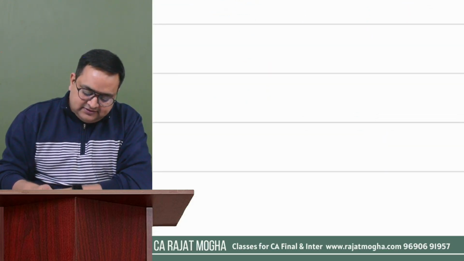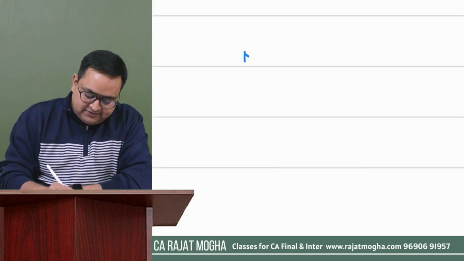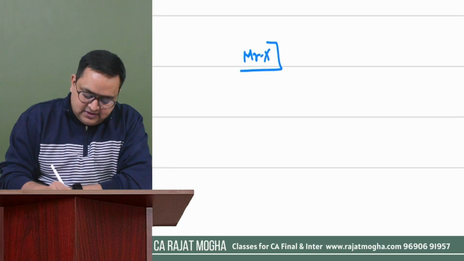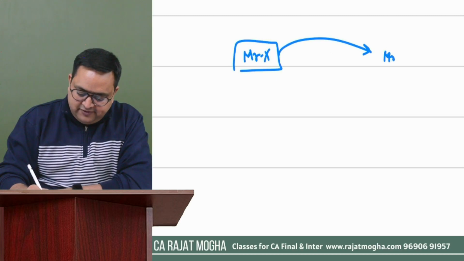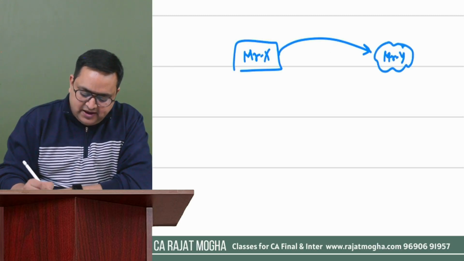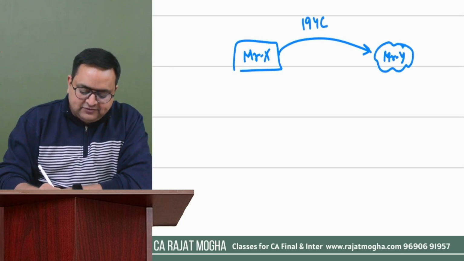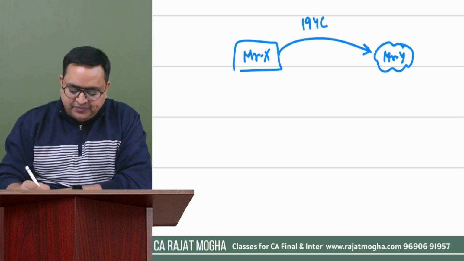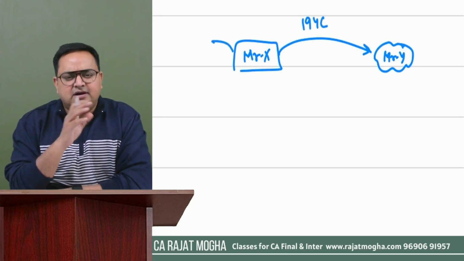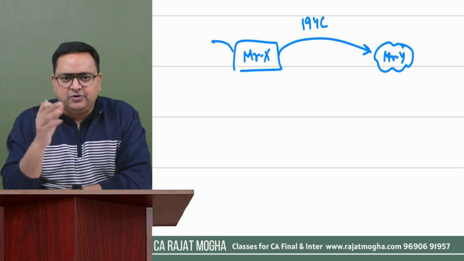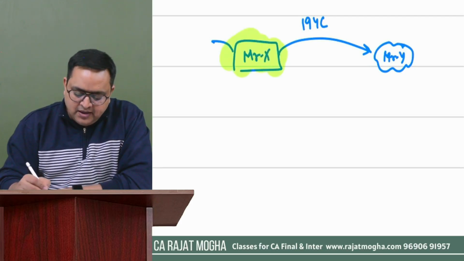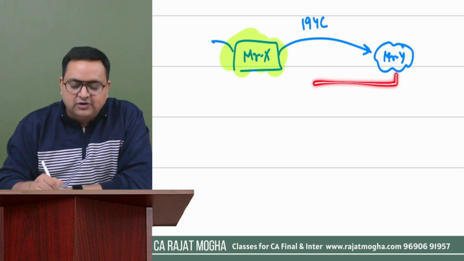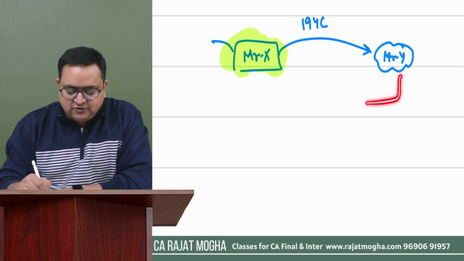Let's say this is Mr. X. He has given some contract to Mr. Y, and section 194C would be applicable in that case. Mr. X's last year turnover was more than 1 crore 50 lakh, as the case may be, so Mr. X is supposed to deduct TDS, right? But Mr. Y has not furnished his PAN number.